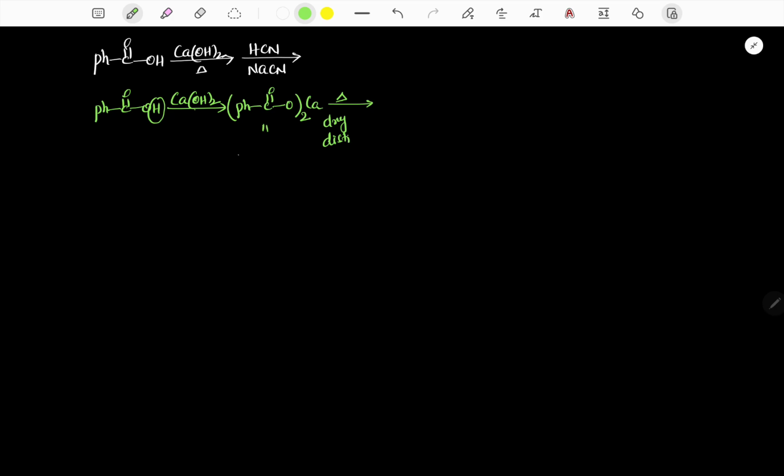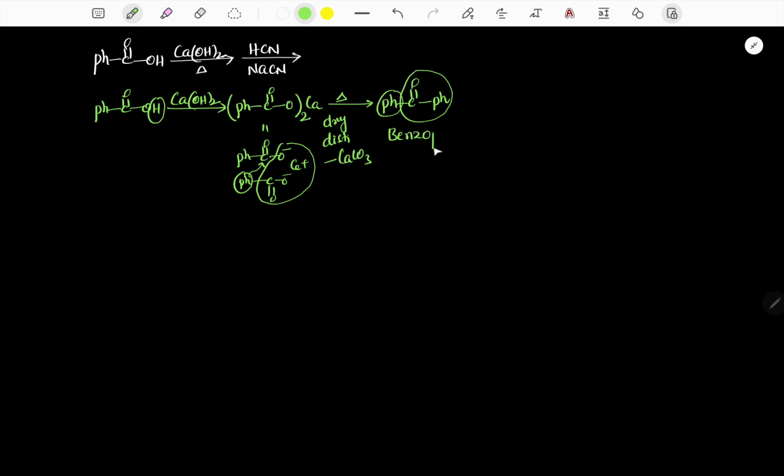So in the dry distillation, what we have to do? We have to take the corresponding benzoate and Ca plus 2. While heating, it loses CaCO3, and here this benzene will be attached to this carbon. Therefore the answer is Ph-C=O-Ph. This compound is a benzene connected to a ketone, therefore benzophenone.